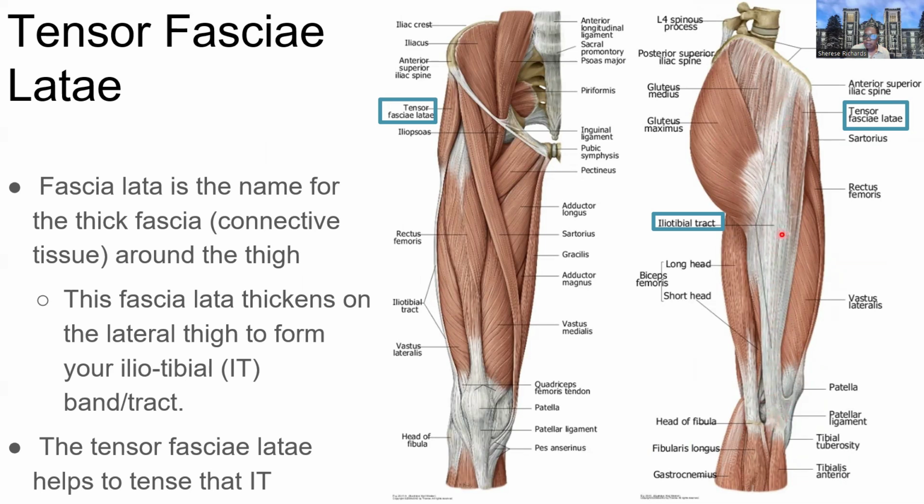Again, it's mostly tendon, but it does help, especially the proximal part, to flex at the hip along with iliopsoas. All right. The tensor fascia latae is going to be the muscular part, a very small proximal portion, and the IT band is going to be the rest of that, more connective tissue, more tendon, inserting onto the tibia.